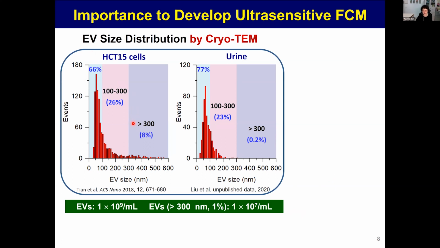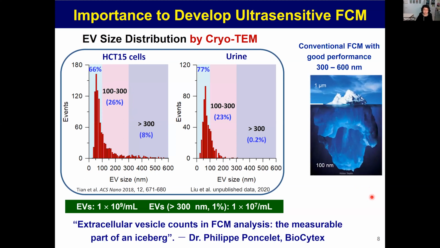So this is the case. I fully agree with what Dr. Philip said. The actual cellular vesicle analysis by flow cytometry is like you can only see the iceberg. So we really need some submarine that can dive down to the sea to be able to see the full picture of the EV.